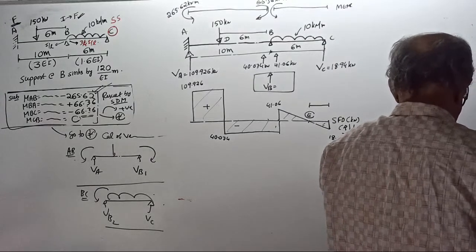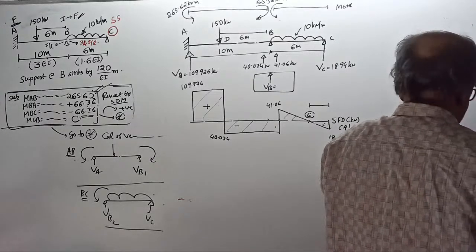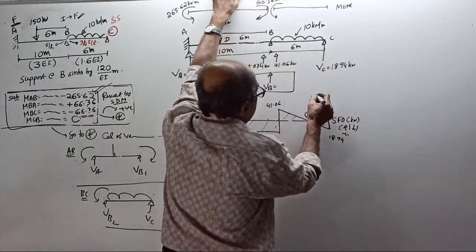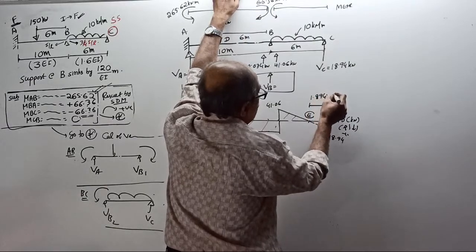There is a calculator. Oh, 10 na? 10 means I don't require calculator. 1.894 meter will come. Calculate the value.